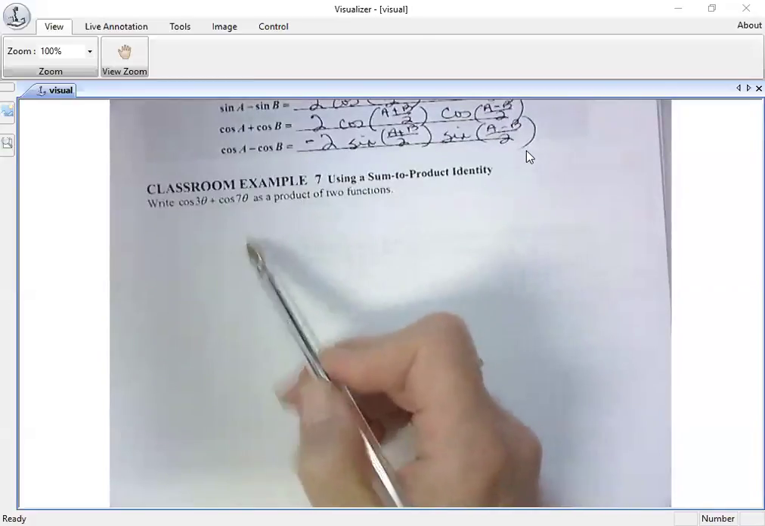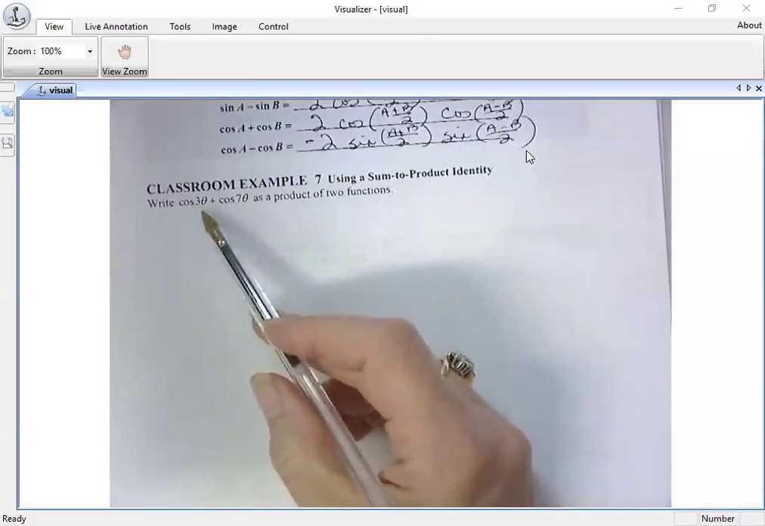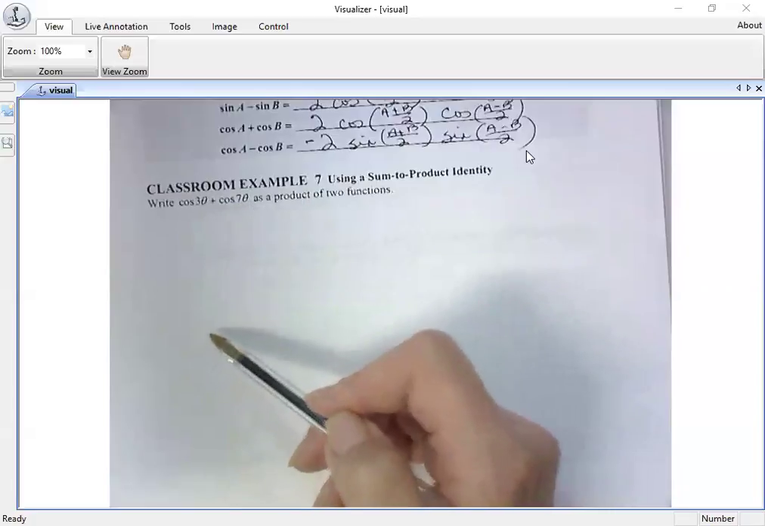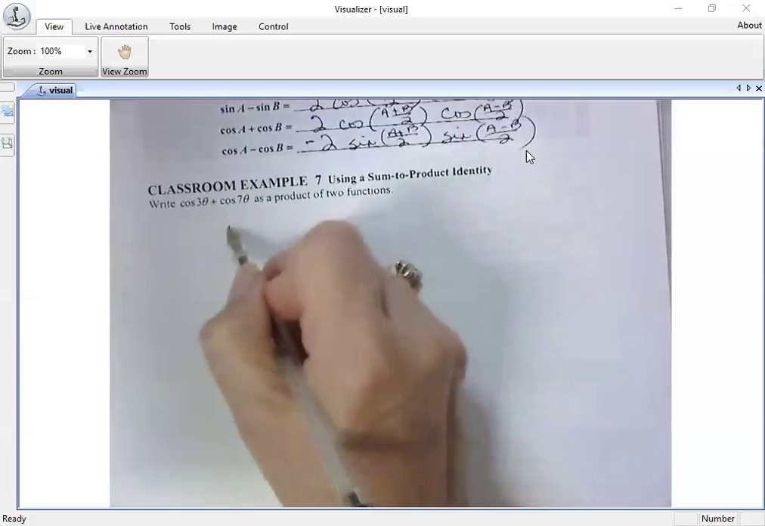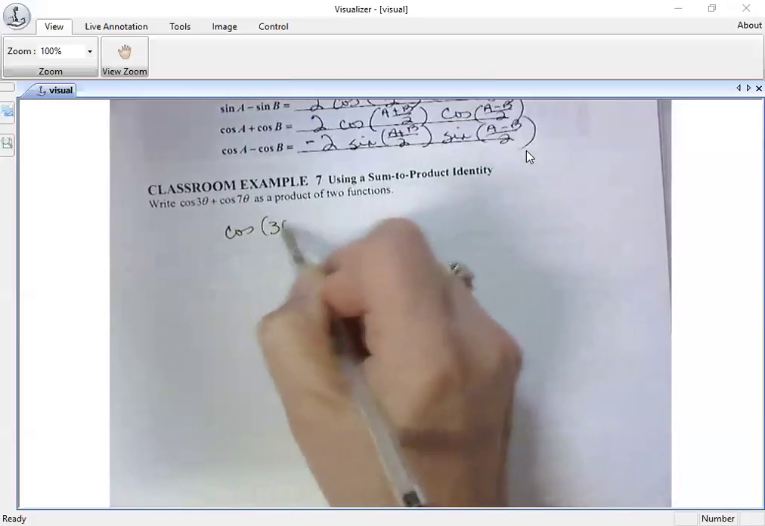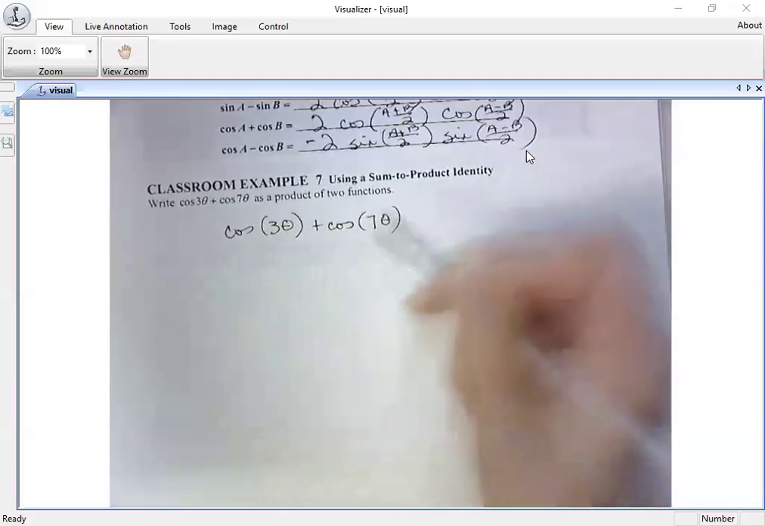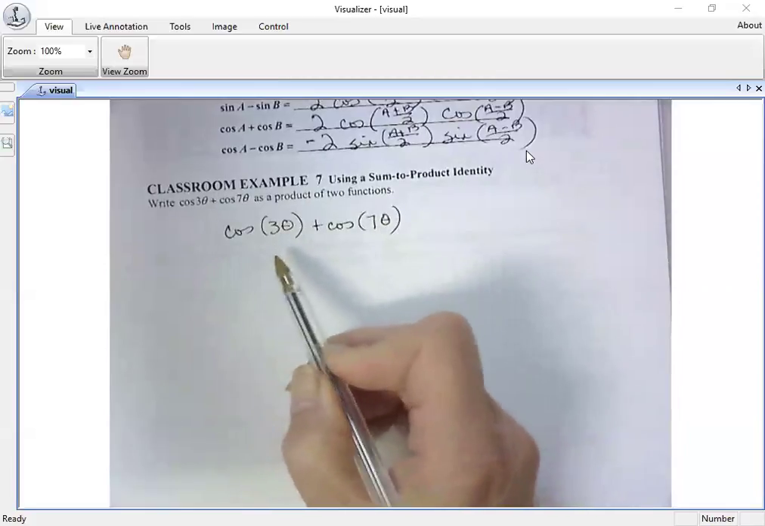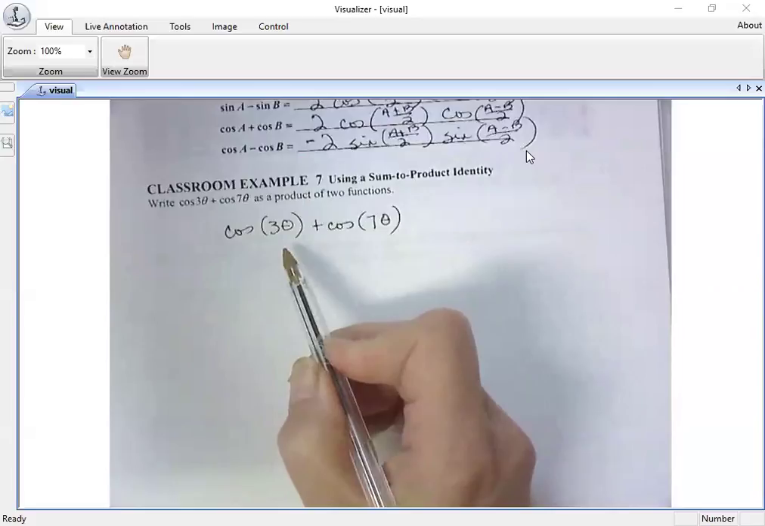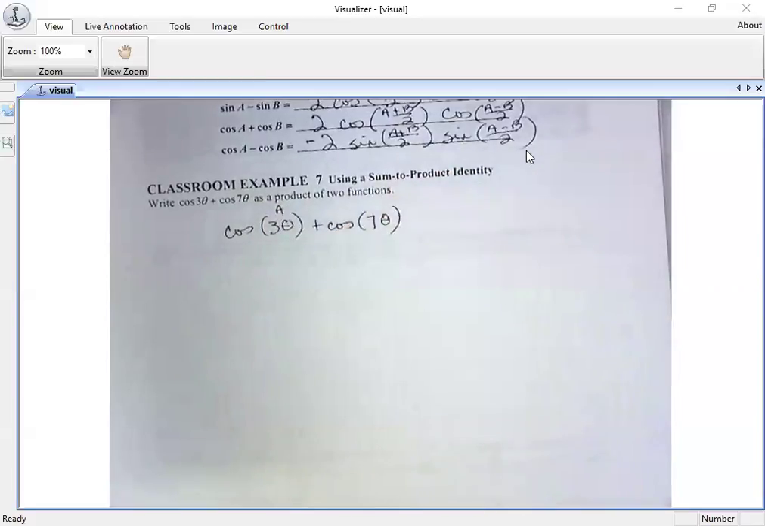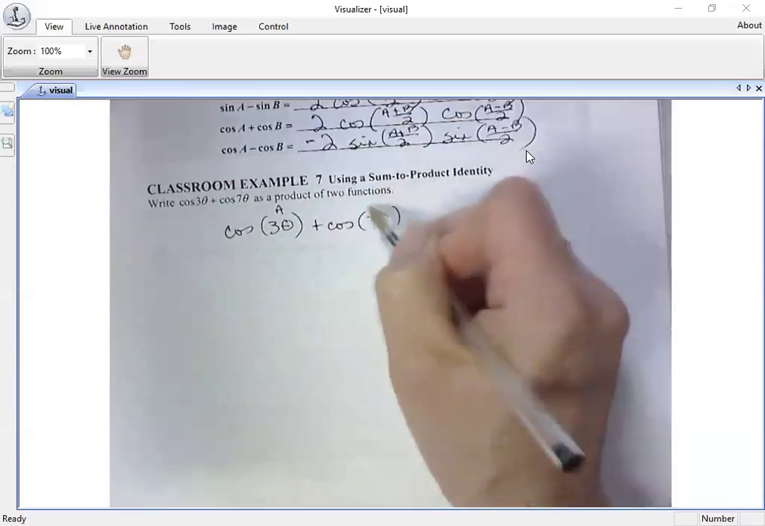So, can you take the cosine of 3 times angle theta plus the cosine of 7 times angle theta and write it as the product of two functions? Okay, so tell me what would we need to think of 3 theta as being? A. And 7 theta would be B.